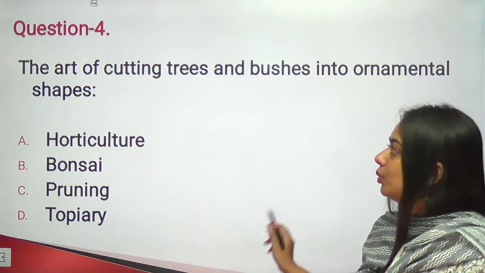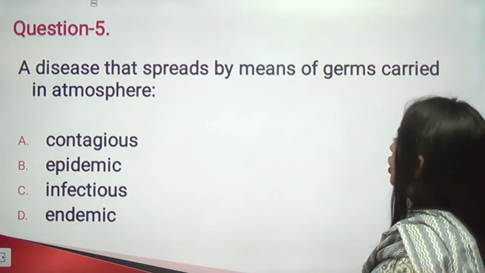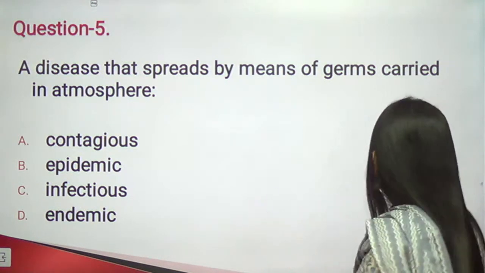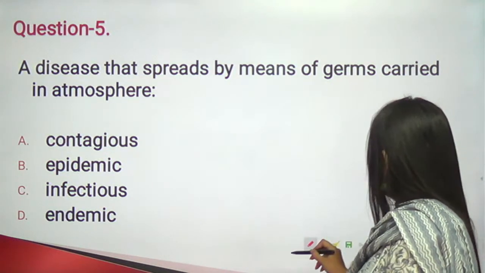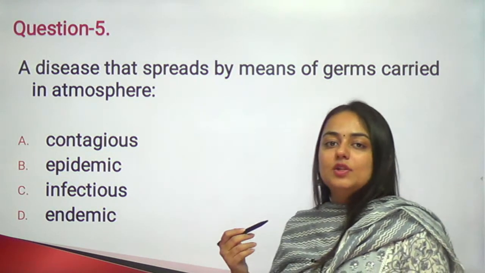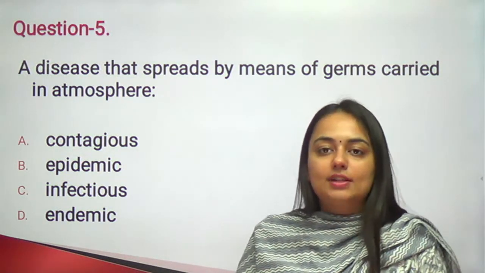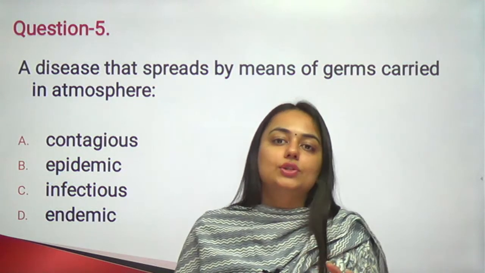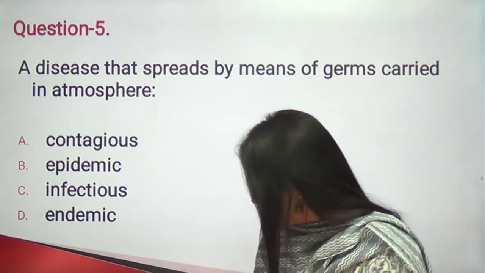Moving on to the fifth question for today. A disease that spreads by means of germs carried in the atmosphere. What do we call it? ऐसी diseases जो atmosphere से spread होती हैं, what are they known as? So germs that travel in the atmosphere carry those diseases from one person to another. What do we call it?